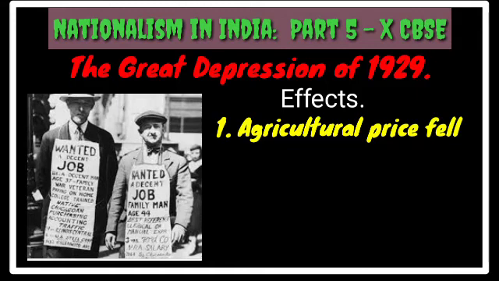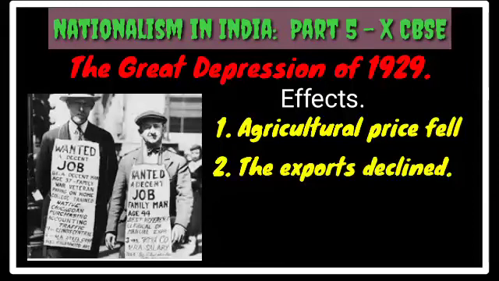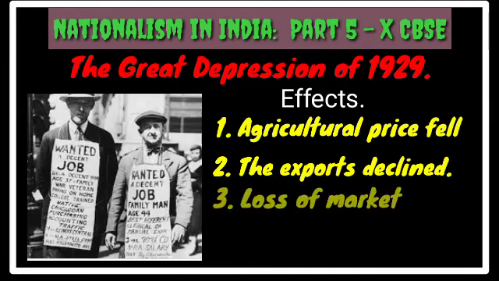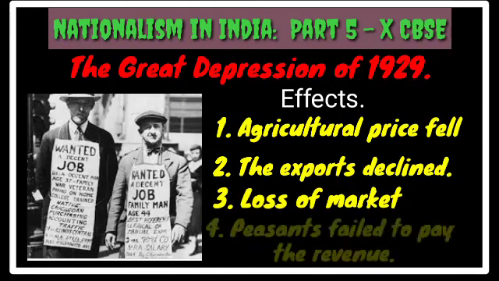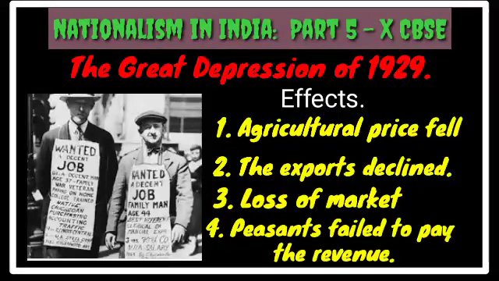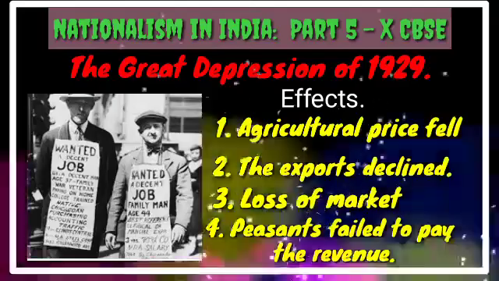Secondly, the exports declined. India had exports like khadi products and many spices. These also declined, markets were lost, and peasants failed to pay their revenue to the British government. Just understand that we are not discussing the Great Depression of 1929 in detail, but we are trying to say that it made the condition of the Indian people so bad that they turned against the British.